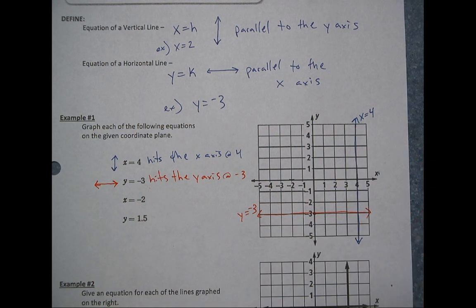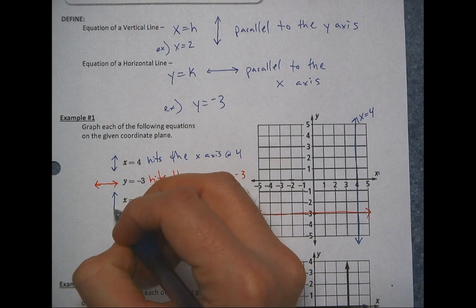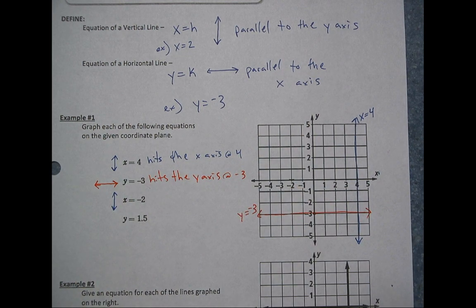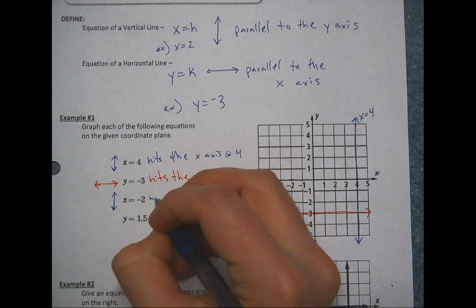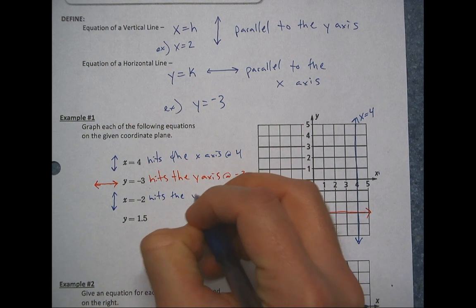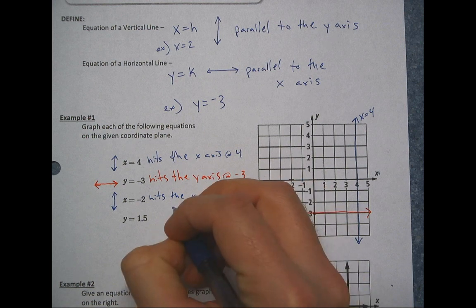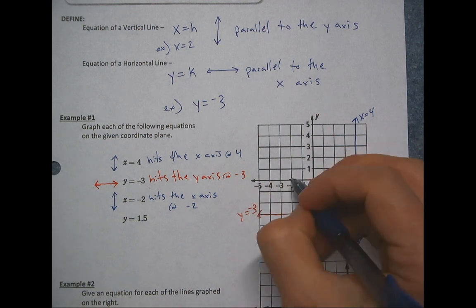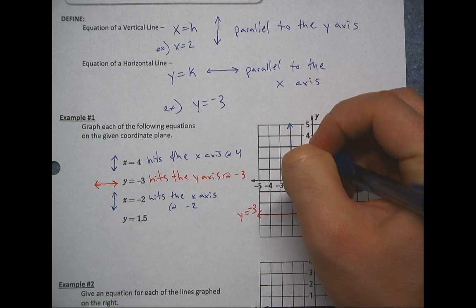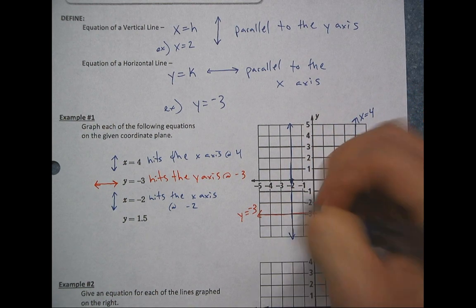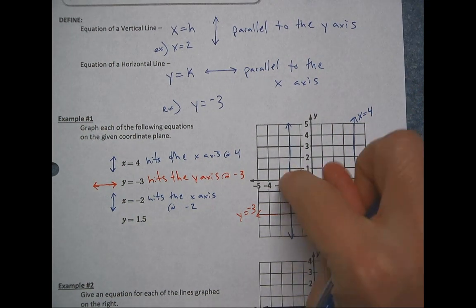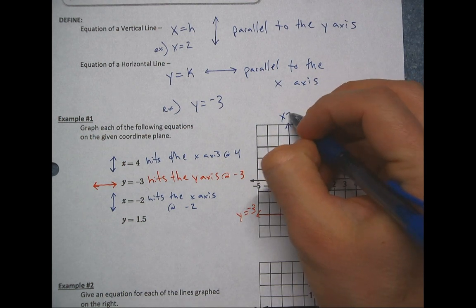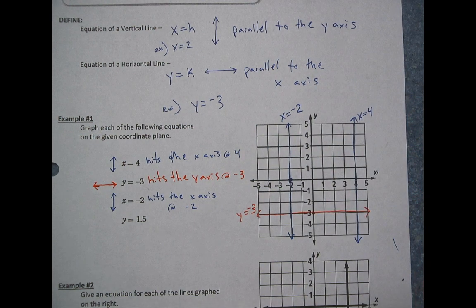So going back to x equals -2. X equals runs parallel to the y-axis. It hits the x-axis at -2. So again, find your x-axis. It's going to hit at -2, and it's always going to have a value of -2 for x. The y value goes up and down, but it's always x equals -2.